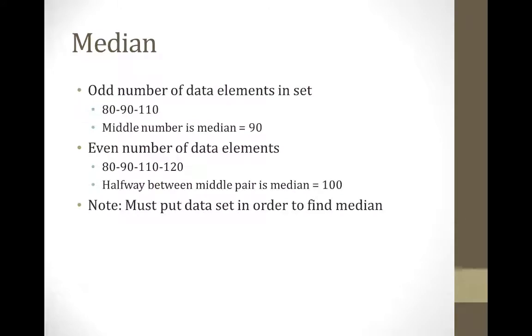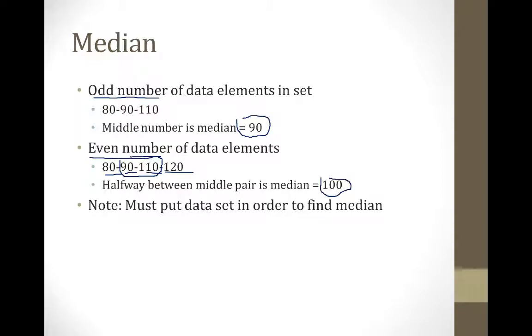The median is the middle of the data set, and the way we determine the median is a little bit different depending on whether we have an odd number or even number of data elements. If we have an odd number of data elements, like suppose we just had 3: 80, 90, and 110, then the middle number is the median, and that would be 90. If we have an even number of data elements, let's suppose we had 80, 90, 110, and 120, then the median is going to be halfway between the middle 2 numbers, so it's going to be 100.